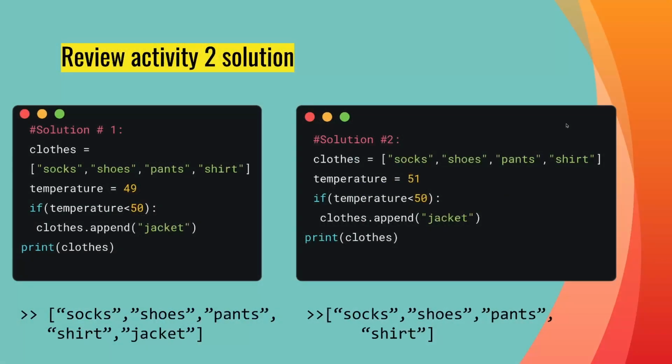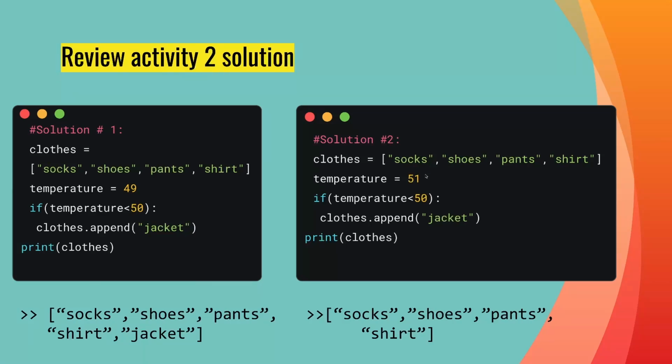Let's review the answer to this activity. For our first exercise, we created a list with the clothing that we normally wear. In this case, we have socks, shoes, pants, and a shirt. We are going to set a temperature. In this case, it's going to be 49 degrees, which is less than 50 degrees. So we are going to wear a jacket because we don't want to freeze in the cold. And our new list will be socks, shoes, pants, shirt, and jacket.